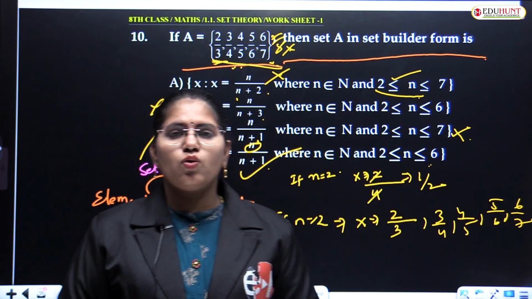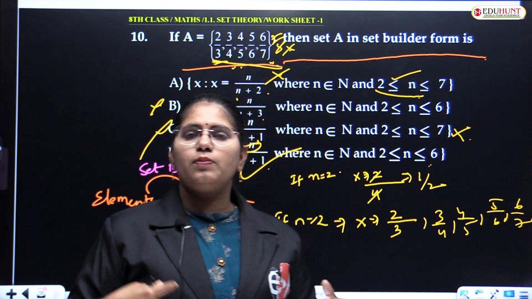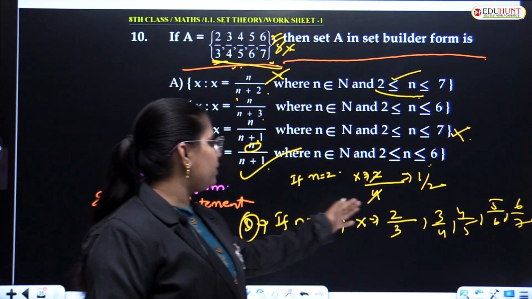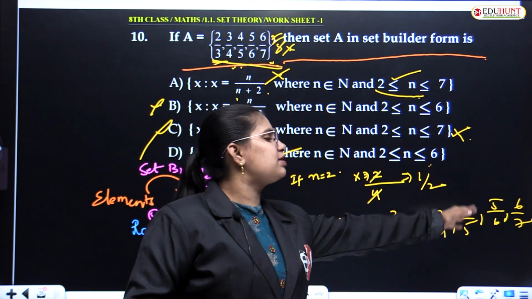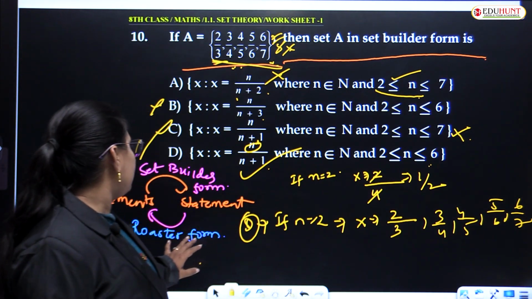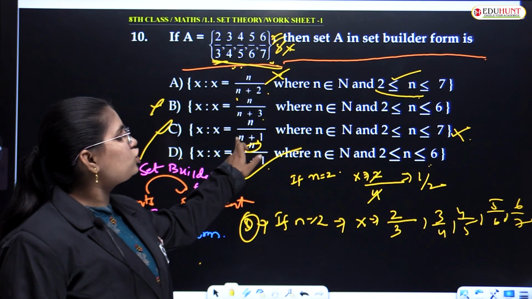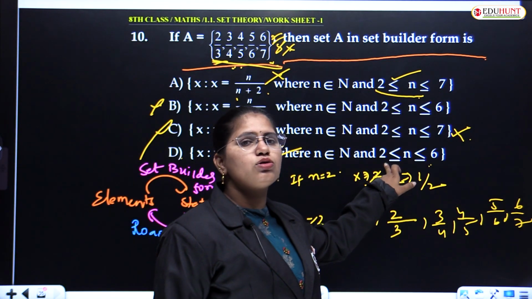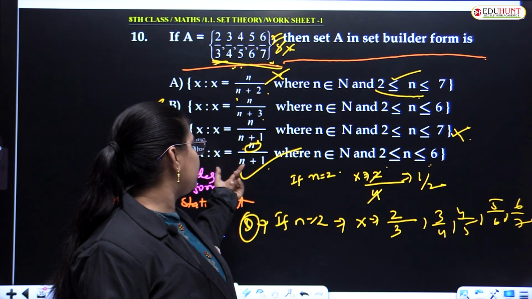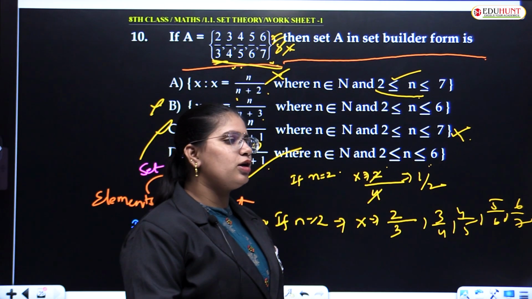Understood? So what I am doing here, this time I am framing a set builder form with the help of given elements. So x is equal to 2 by 3, 3 by 4, 4 by 5, 5 by 6 and 6 by 7. Up to 6 I am considering. So I wrote a set builder form. So n should be greater than or equal to 2 and less than or equal to 6. So I wrote a set builder form from the roster form. I hope I am clear with this.